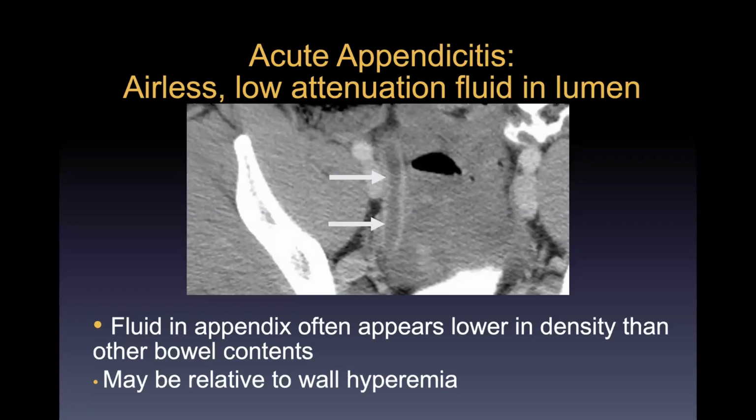This sometimes is true that the fluid actually is lower density. If you put a Hounsfield unit on it, it's probably just due to different composition of the fluid due to appendiceal obstruction, higher mucus content, things like that. Sometimes it's actually not lower density. It's just a visual trick from the relative hyperemia of the wall. But in either case, something that can help you find that appendix.